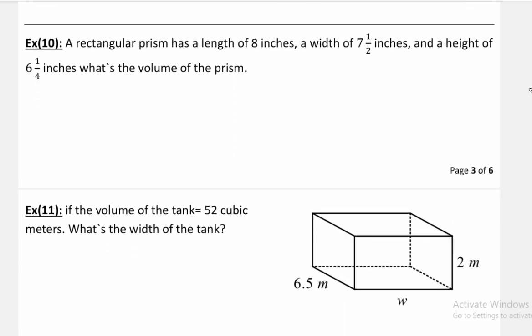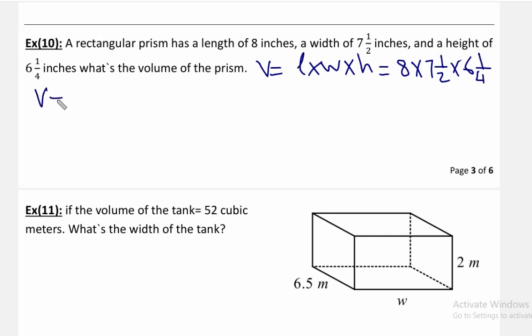Example 10. A rectangular prism has a length of 8 inches, width of 7.5 inches, and a height of 6.25. What is the volume of the prism? Again, the volume will be length times width times height, equal to 8 times 7.5 times 6.25.